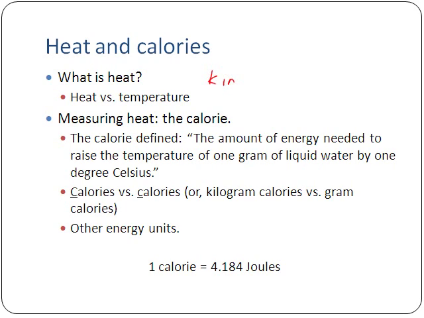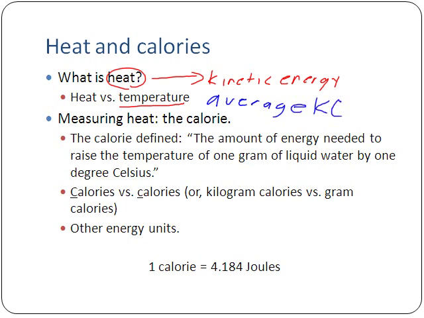So heat is basically just kinetic energy in and of itself. The total amount of kinetic energy in something is the heat it has. Now, how does that compare with temperature? Temperature is something that is similarly related. Temperature is also a measurement of kinetic energy, but the difference is that temperature is a measure of the average kinetic energy in something. So if heat is the total kinetic energy, temperature is the average kinetic energy.